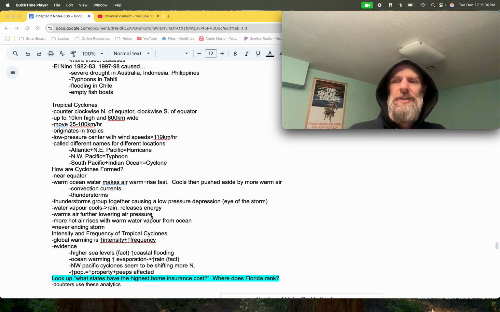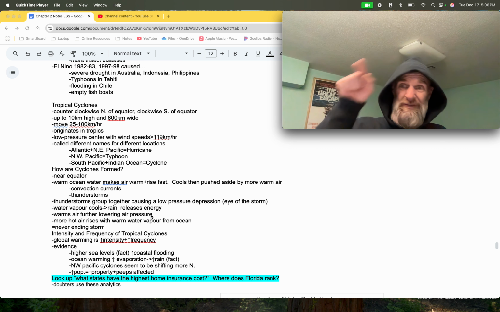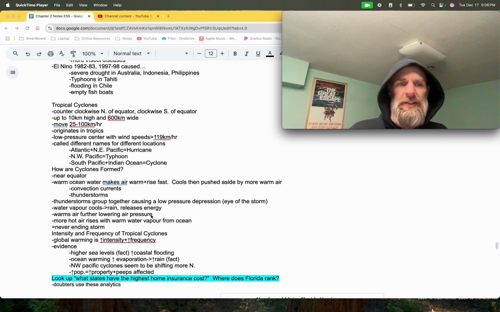Water vapor cools, and then it releases rain and energy. So warm air further lowers the air pressure. This is one of those cycles that just keeps perpetuating itself. More hot air rises with warm air forming vapor from the ocean. It's a never-ending storm. It just keeps powering itself until you go over land, and then the temperature drops, and then hopefully the storm dies out before making tons of disasters.